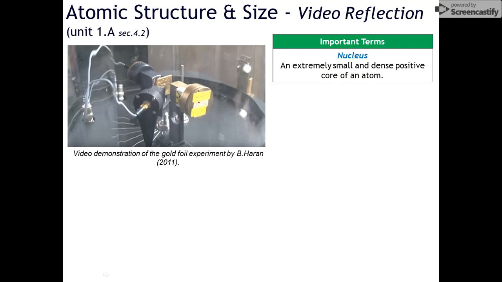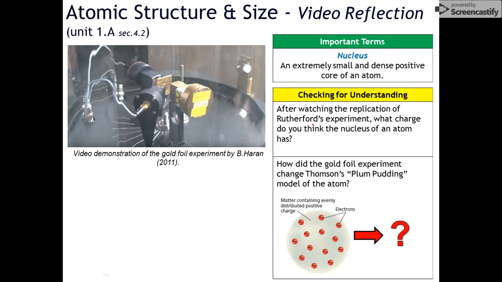In class, I showed you a video of a recreation of the gold foil experiment, right? And I want you to think about these questions from the viewing of the gold foil experiment. What charge do you think that nucleus, that blocked few of those particles, has? How did the gold foil experiment change Thomson's plum pudding model, which you see here below, into the new model?